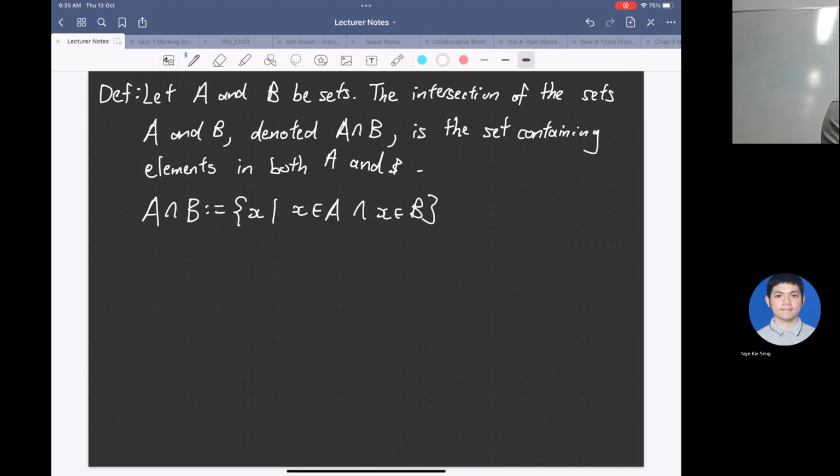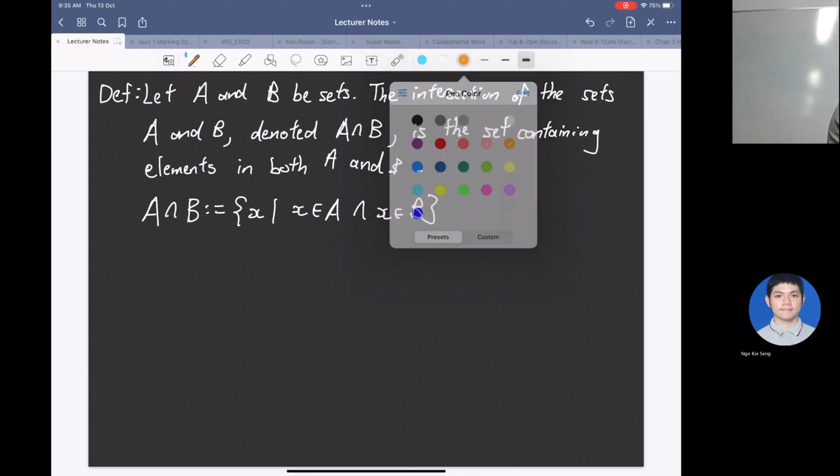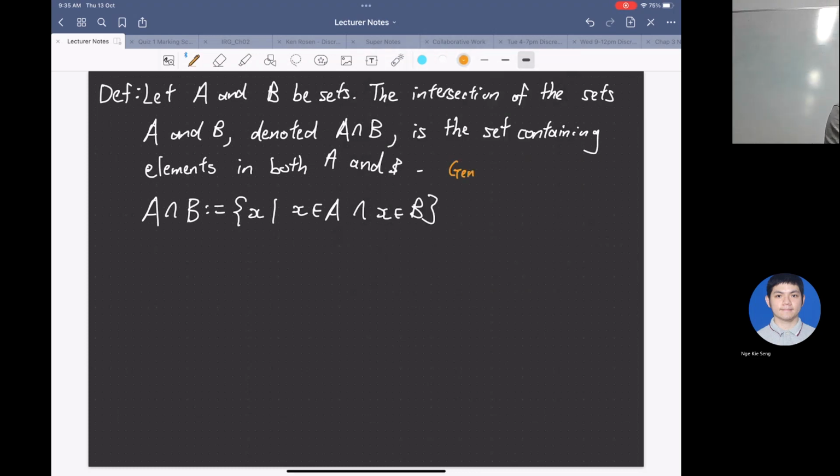Of course, you can generalize to finite union, sorry, finite intersection, or infinite intersection.